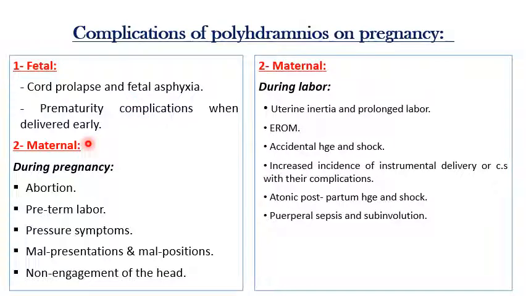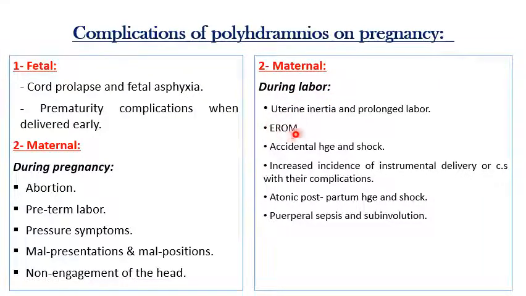Regarding maternal complications occurring during pregnancy, there may be abortion, liability for pressure symptoms, as we mentioned in diagnosis, malpresentation, malposition, non-engagement, and liability for preterm labor. Malpresentation, malposition and non-engagement usually are associated with increased risk for instrumental delivery and cesarean section. So, during labor, if we are deciding for vaginal delivery, there may be prolonged labor from over distension of the uterus and exhausted uterine muscle, leading to what's called uterine inertia.